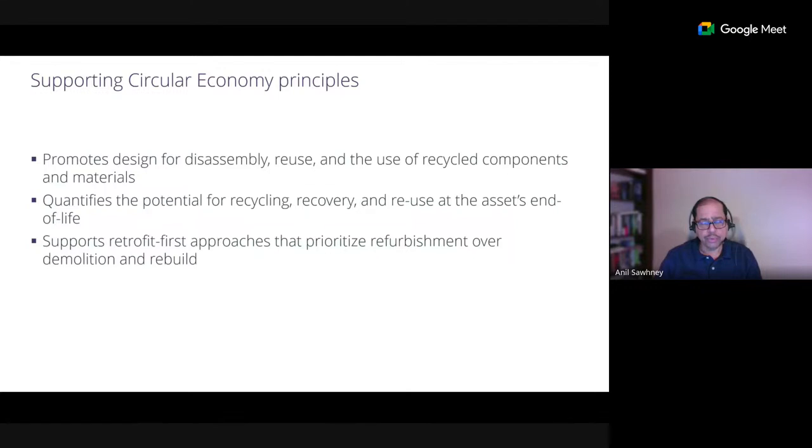If you're doing WLCA, remember it has those 4 modules. You have module A, which is product and construction. You have module B, which is the use stage, and then module C, which is the end of life stage. So if you have the end of life stage, you are basically able to make decisions about the recycling, recovery, reuse, and their proper calculations within the whole life carbon assessment. So this promotes circularity in the building sector.